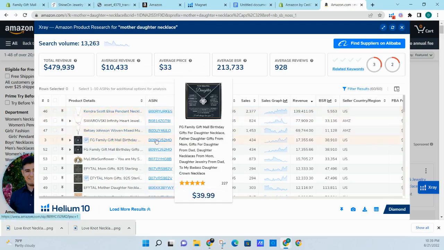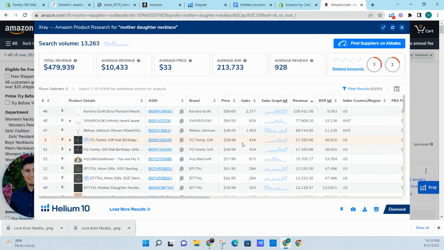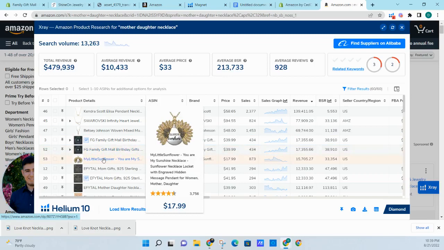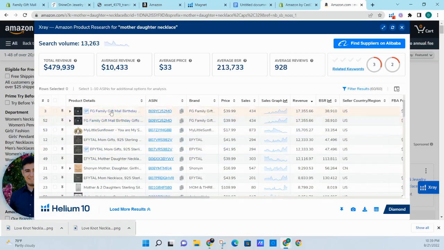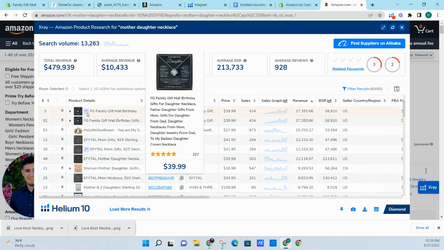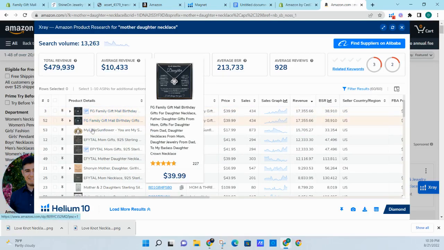The next one is actually our product, and it's the best one selling at $39.99. After our product, we see the sunflower necklace. Now, the sunflower necklace is not directly related to the daughter niche, so I'll probably not consider this our competition either. So we already have number one. These are the same product. It pops up twice because one is through a sponsor and one is through organic search.